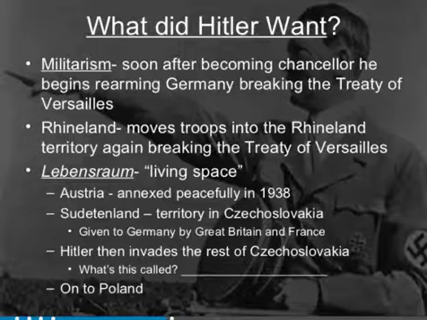Militarism: after becoming chancellor, Hitler began rearming Germany, breaking the Treaty of Versailles. Rhineland: he moved troops around the areas of the River Rhine, again breaking the Treaty of Versailles. Living space: he annexed Austria peacefully in 1938. The Sudetenland, territory in Czechoslovakia, was given to Germany by Great Britain and France, and then Hitler invaded the rest of Czechoslovakia and went on to Poland.